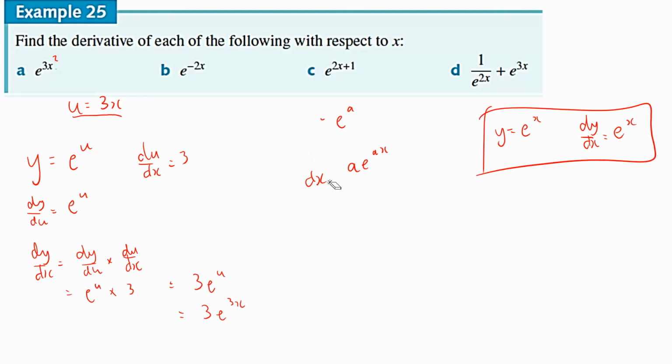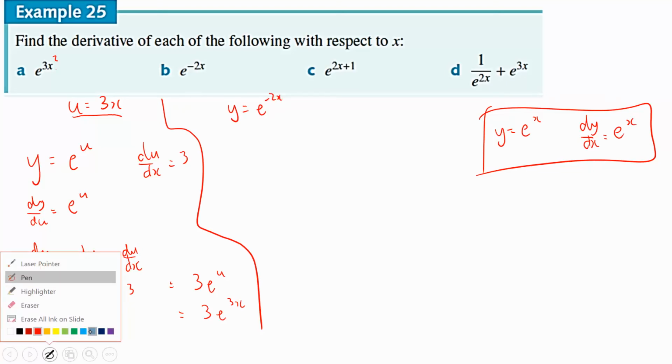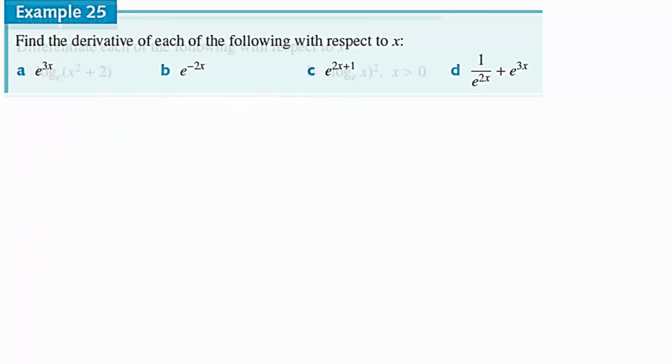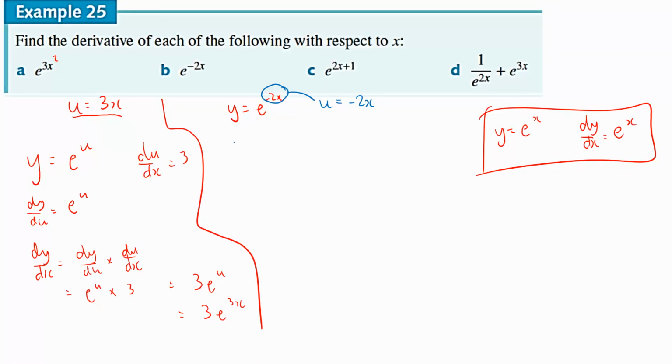Okay, so let's have a look at b. I'm going to do b again. So same thing. If I have y equals e to the negative 2x, I'm going to replace this with a u. So I said let u equal negative 2x. How does that change things? That now gives me y equals e to the u instead of negative 2x. We know that dy du is just itself. Using chain rule, that means you have to find the derivative of u, so it's du dx over here, and that gives me negative 2.